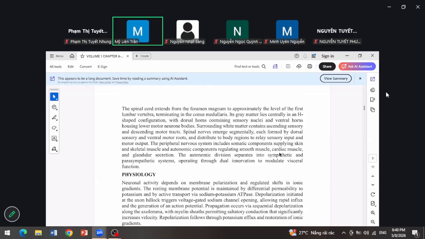Spinal nerves emerge segmentally, each formed by dorsal sensory and ventral motor roots, and distribute to body regions to relay sensory input and motor output. The autonomic division separates into sympathetic and parasympathetic systems, operating through dual innervation to modulate visceral function.